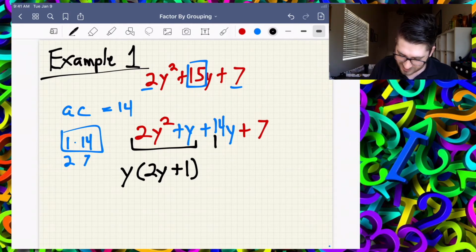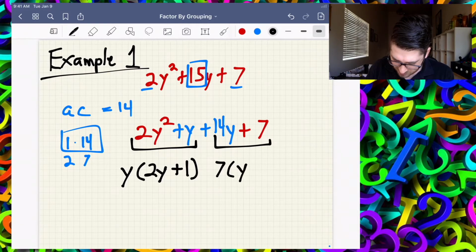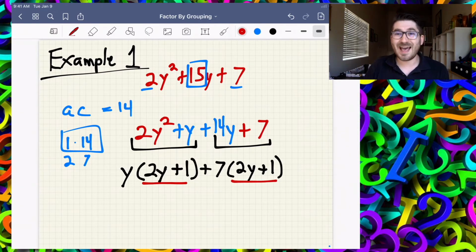Now I'm going to take a look at our second group. And I've noticed they have a greatest common factor of 7. So I'm going to factor that out as well. 7 times 2y plus 1. And I'm going to make sure I have this plus in the middle. These are going to stay here. So, notice something interesting happened. We have factored both of these separately, but they have a common factor themselves.